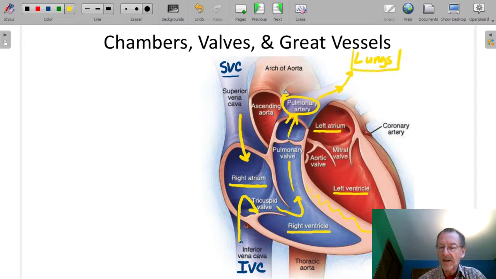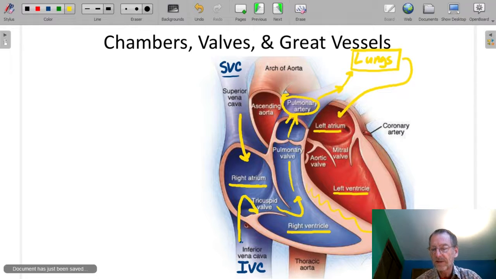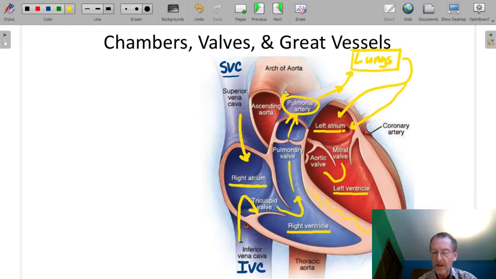Gets oxygenated at the lungs. Carbon dioxide is released, oxygen's picked up. The blood returns from the lungs to the left side of the heart. So the blood comes back from the lungs into the left side, the left atrium. There are holes there. And from the left atrium, it then flows into the left ventricle and ultimately out of the left ventricle under high pressure into the aorta.